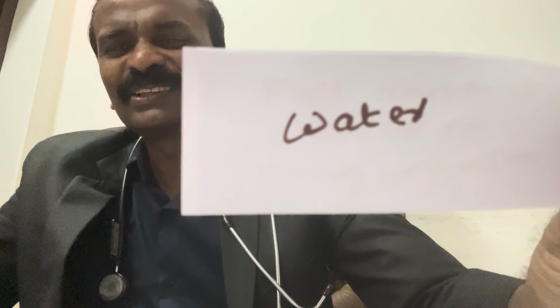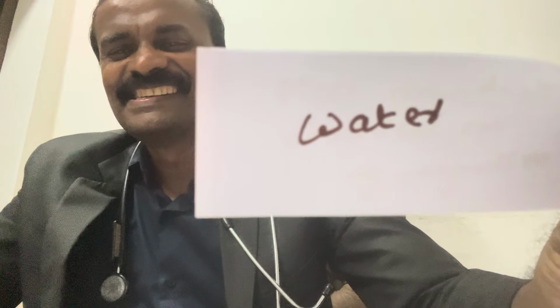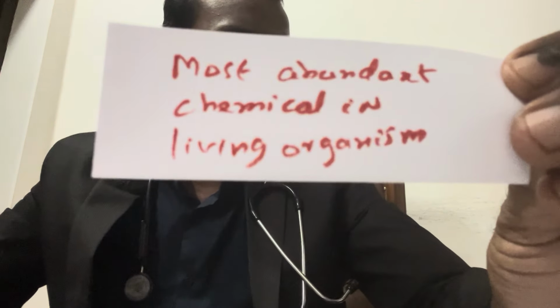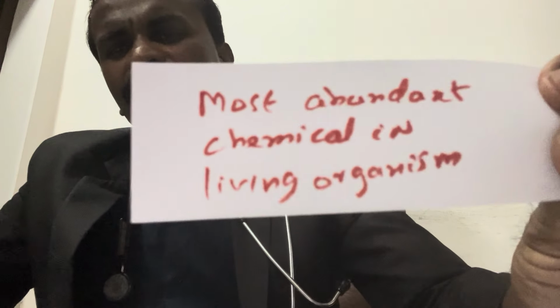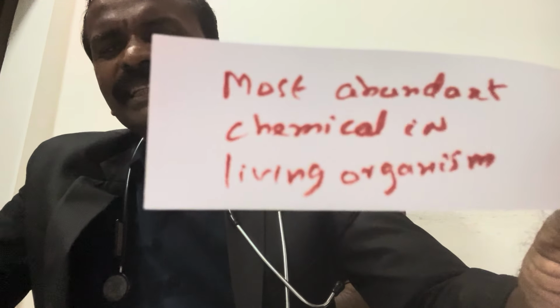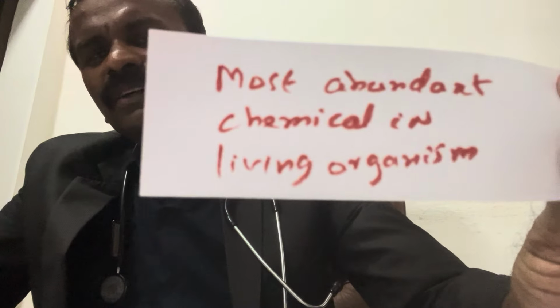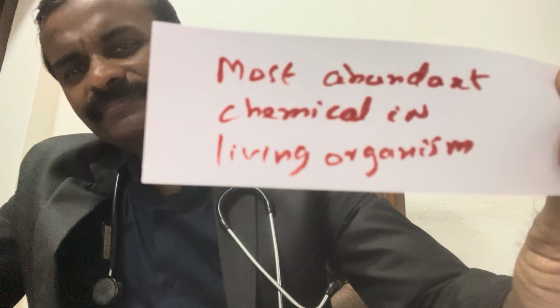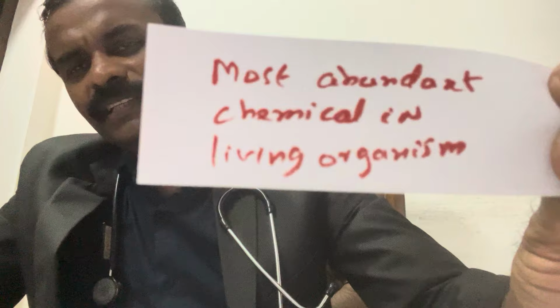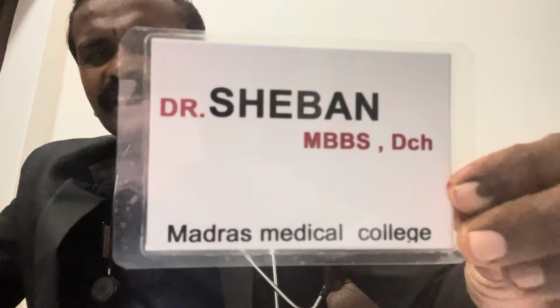If the answer choice is water, what will be your question? Most abundant chemical in living organism. Most abundant chemical in living organism is water. Water. Don't forget the question. Water. Okay. And don't forget my name also. Sheban. Okay.